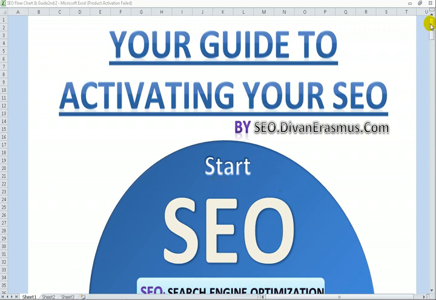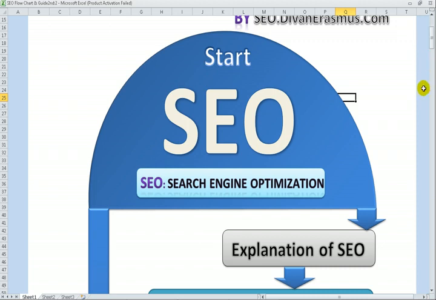SEO, if we scroll down, is also known as search engine optimization. So SEO is the short version of saying search engine optimization. Just keep that in mind, because I don't use the long version, I use the abbreviated version more often. So sometimes it's best to just keep in mind SEO means search engine optimization.